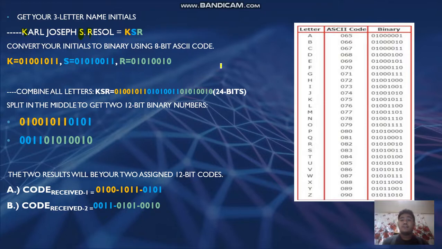So we have our values here. We can see where we get the values for our initials: we have K, S, and R. Combine all the letters, KSR. This is the 24-bit number. Split it in the middle to get two 12-bit binary numbers. The two results will be your two assigned 12-bit codes.